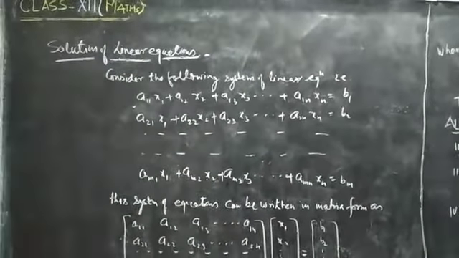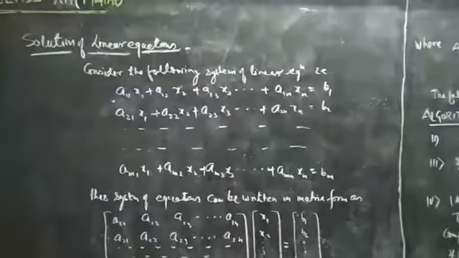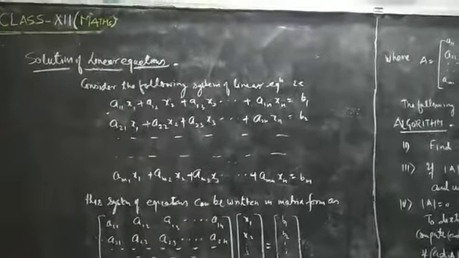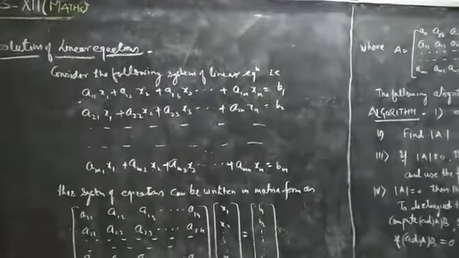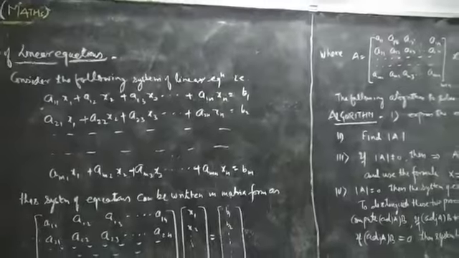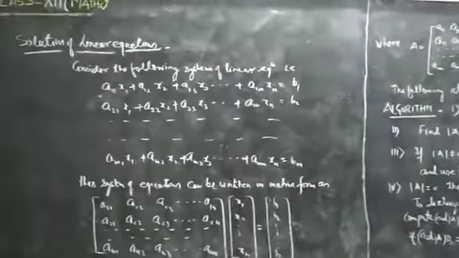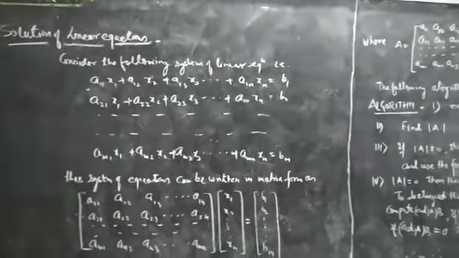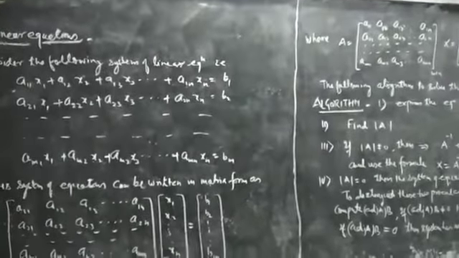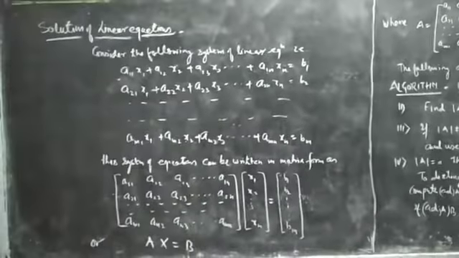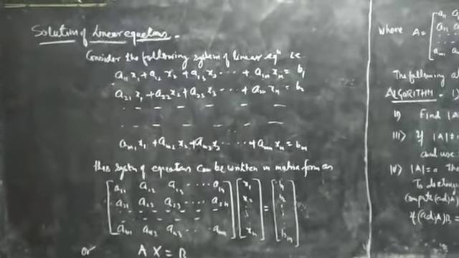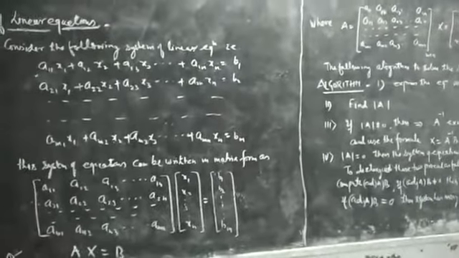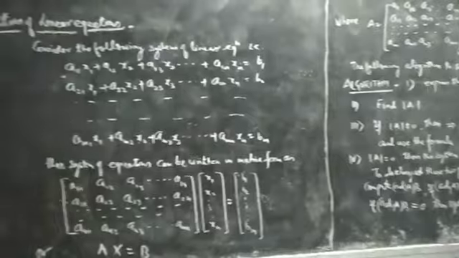See the next topic, solution of linear equations. Consider the following system of linear equations: a11x1 plus a12x2 plus a13x3 and so on, plus a1nxn is equal to b1; a21x1 plus a22x2 plus a23x3 and so on, plus a2nxn is equal to b2; and so on, and lastly am1x1 plus am2x2 plus am3x3 and so on, plus amnxn is equal to bm.